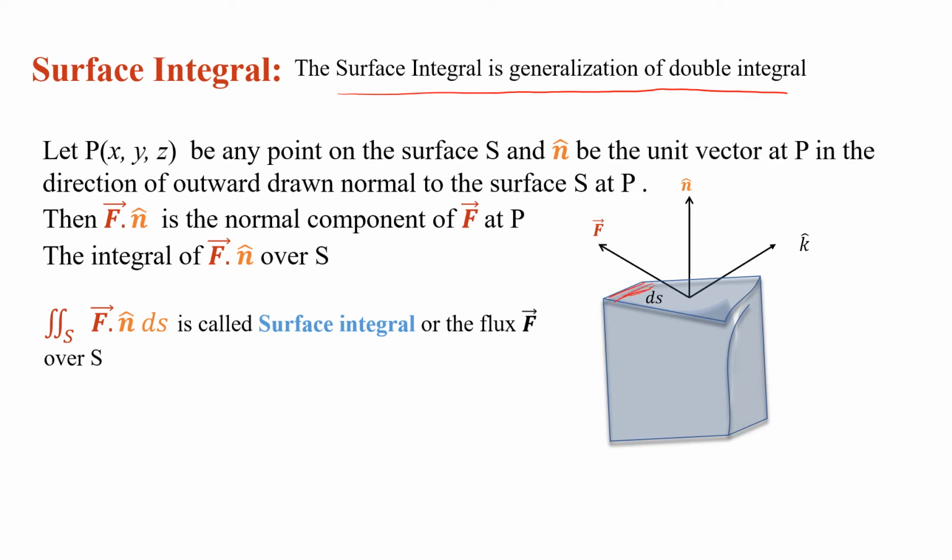Suppose this is a surface, and we have taken a point P, any point on the surface. At that point P, there is a unit vector, that is n cap, in the direction outward normal to the surface S at P. So this is surface S and this is the perpendicular direction, that is the unit normal vector.